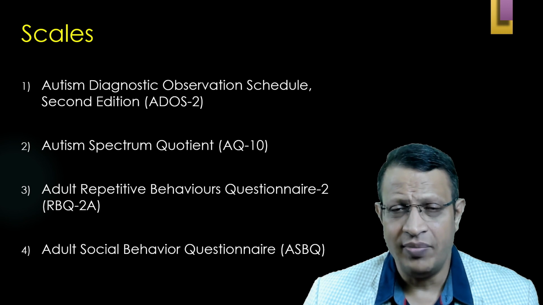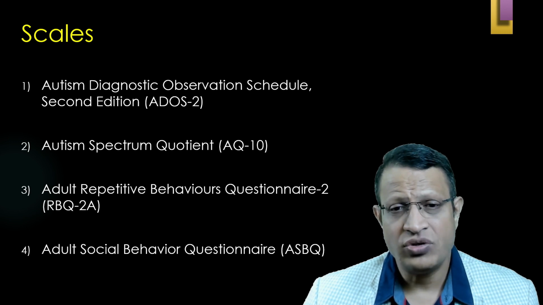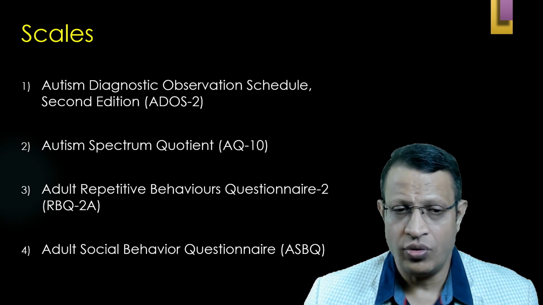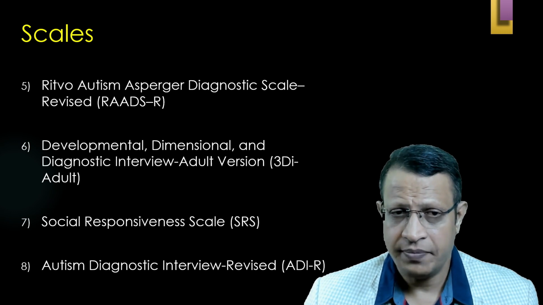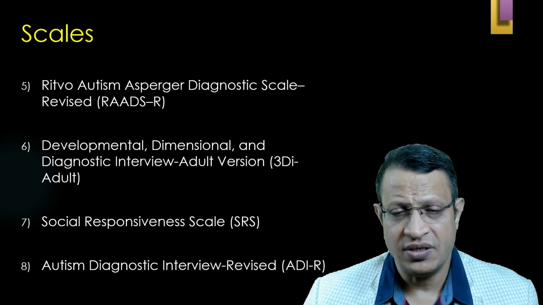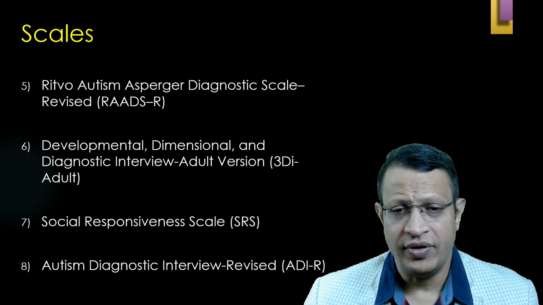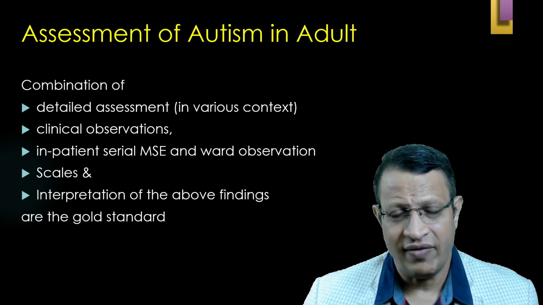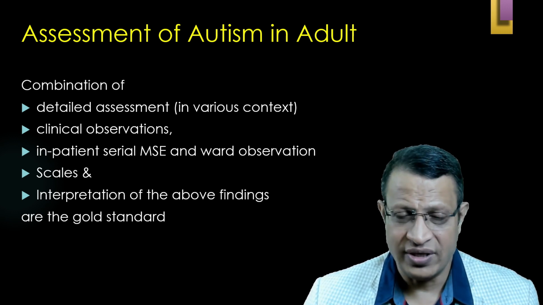There are various scales available for diagnosis of autism in adults. First and foremost is the Autism Diagnostic Observation Schedule, second edition, which is the commonest used. Then the Autism Spectrum Quotient, Adult Repetitive Behavior Questionnaire, Adult Social Behavior Questionnaire, Ritvo Autism Asperger Diagnostic Scale Revised, Developmental, Dimensional and Diagnostic Interview Adult Version, Social Responsiveness Scale, and Autism Diagnostic Interview Revised. These are the various scales available. Based upon the need and also the copyright, you can choose any of them.